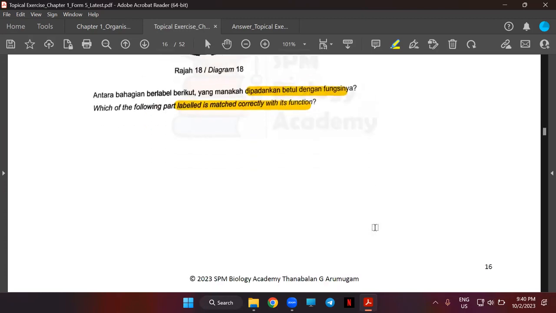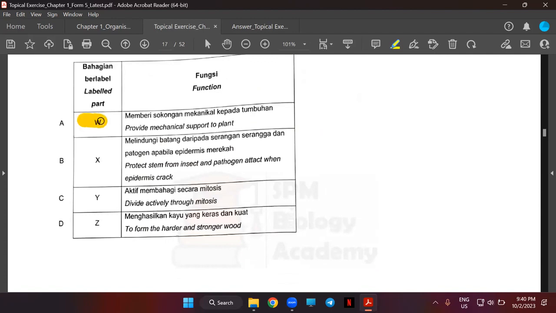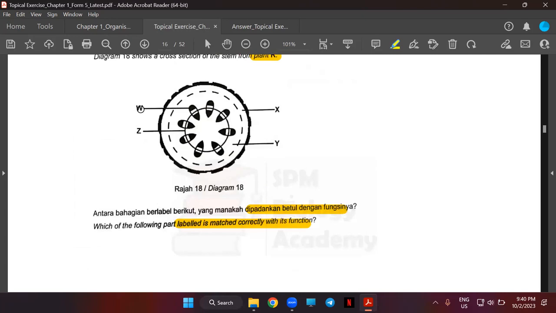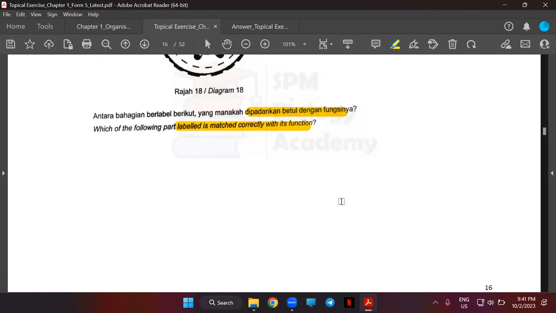Okay, cuba kita lihat. W memberi sokongan mekanikal kepada tumbuhan. Provide mechanical support to plant. Salah. No. What is W? Primary phloem. Phloem primer. Phloem doesn't give mechanical support. Yang bagi mechanical support ialah xylem. So, A salah.